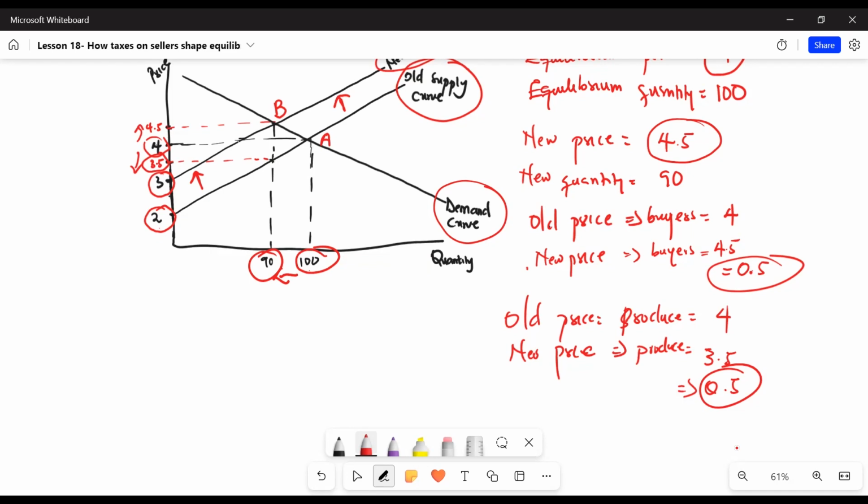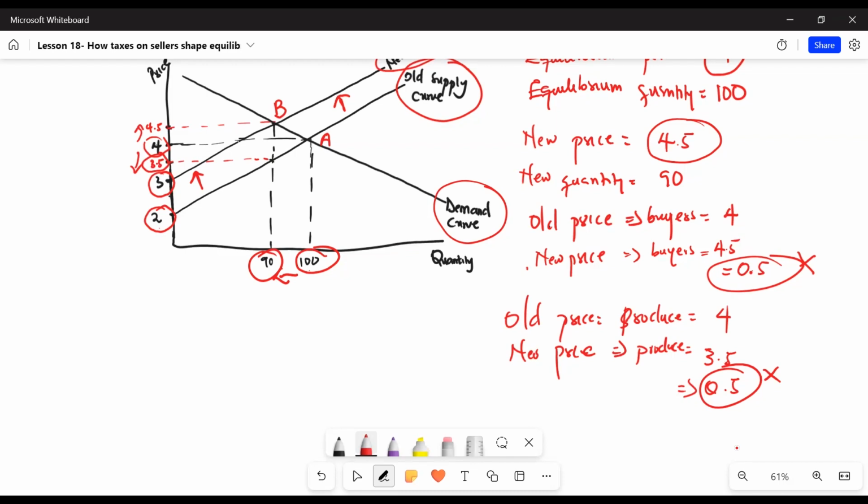However, buyers and sellers each bear some of the economic burden. In this example, buyers and sellers shared the burden equally. You can see that buyers now get a 0.5 increase in the price that they pay, and producers also get a 0.5 decrease in the price they receive. So they have shared the economic burden equally between the two parties, 0.5 out of the £1 tax.